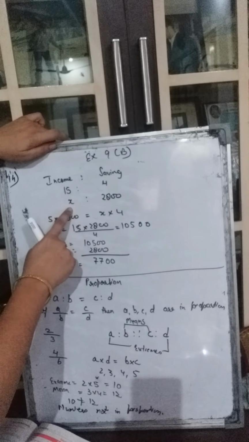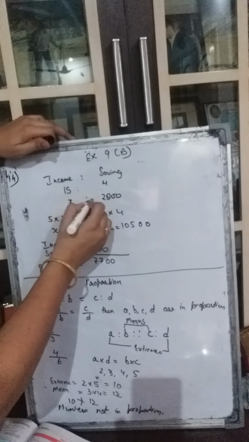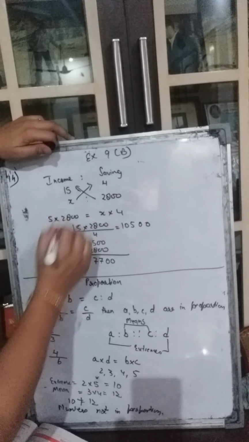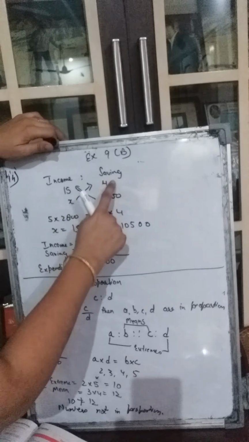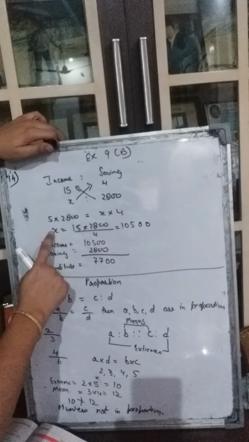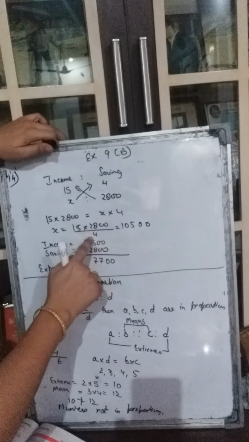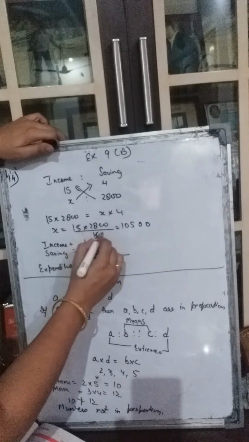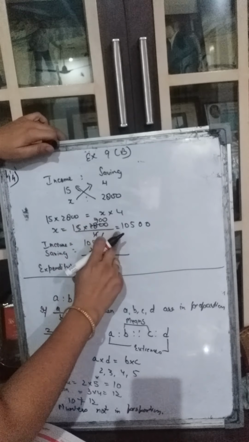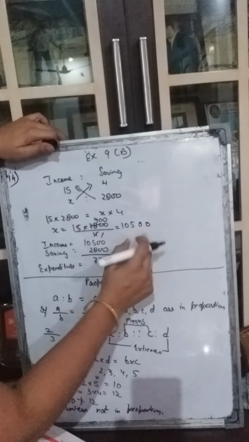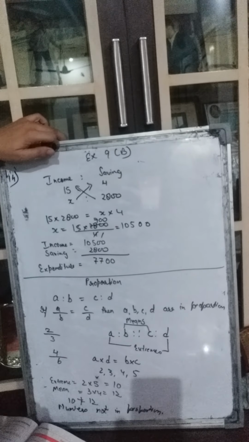So let's find out the income first. Let us consider it to be x. So what you will do, you will simply do the cross multiplication. 15 into 2800 is equal to x into 4. So x is equal to 15 into 2800 upon 4. So 4 ones are 4 and 4 700s are 2800, and 15 into 700 gives you 10,500. This is the income. We have still not arrived at the expenditure.